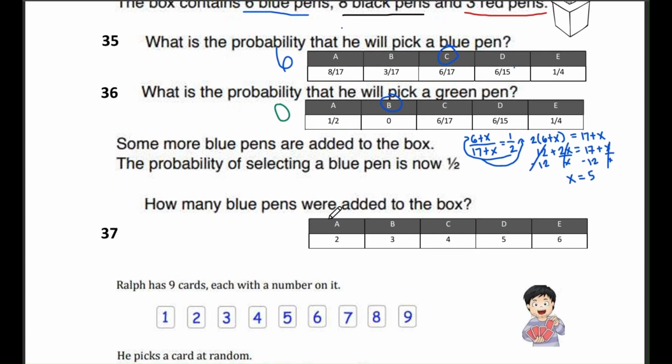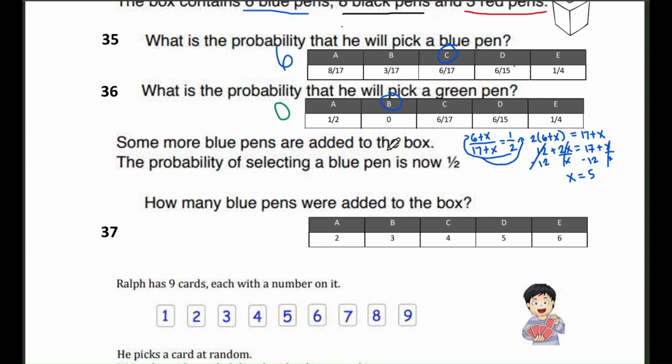Now for question 37. More blue pens are added to the box, so that the probability of selecting a blue pen becomes 1/2. How many blue pens were added?